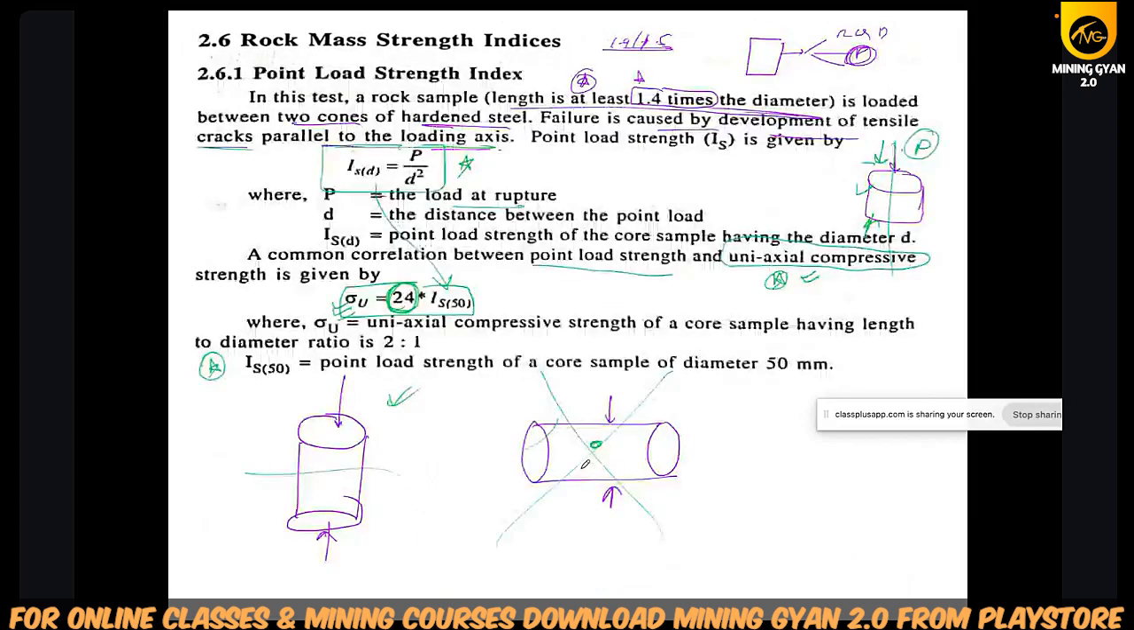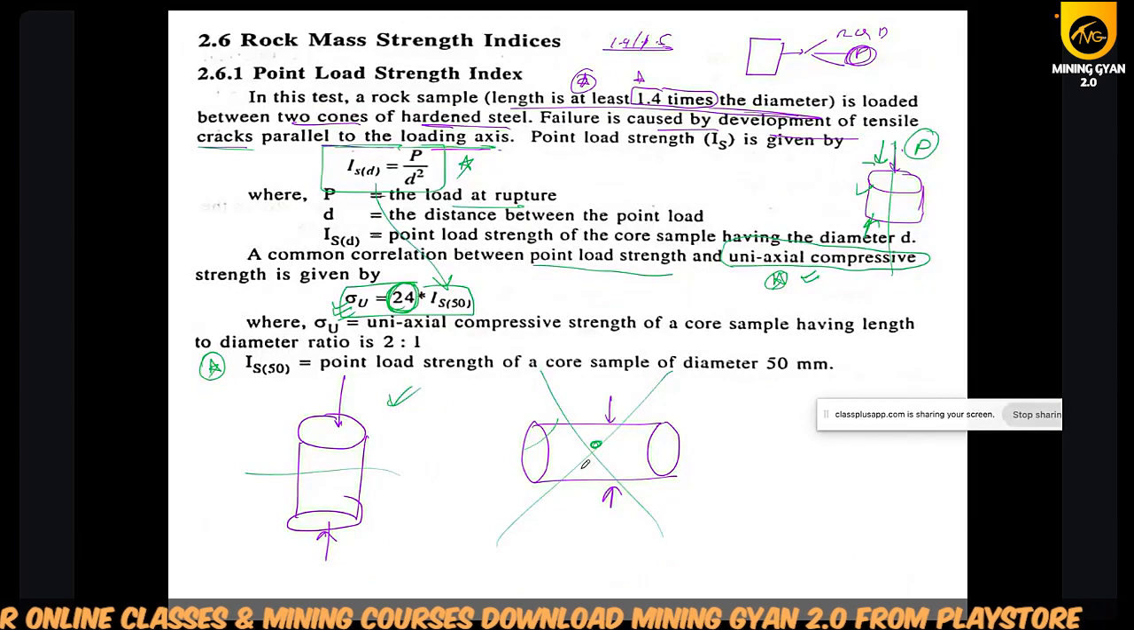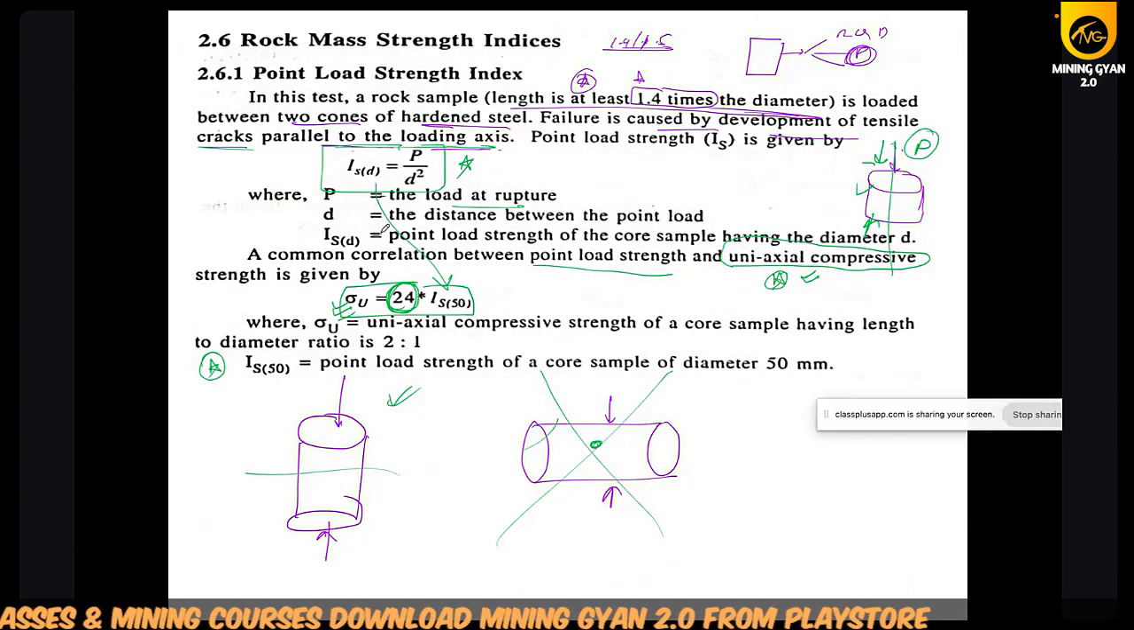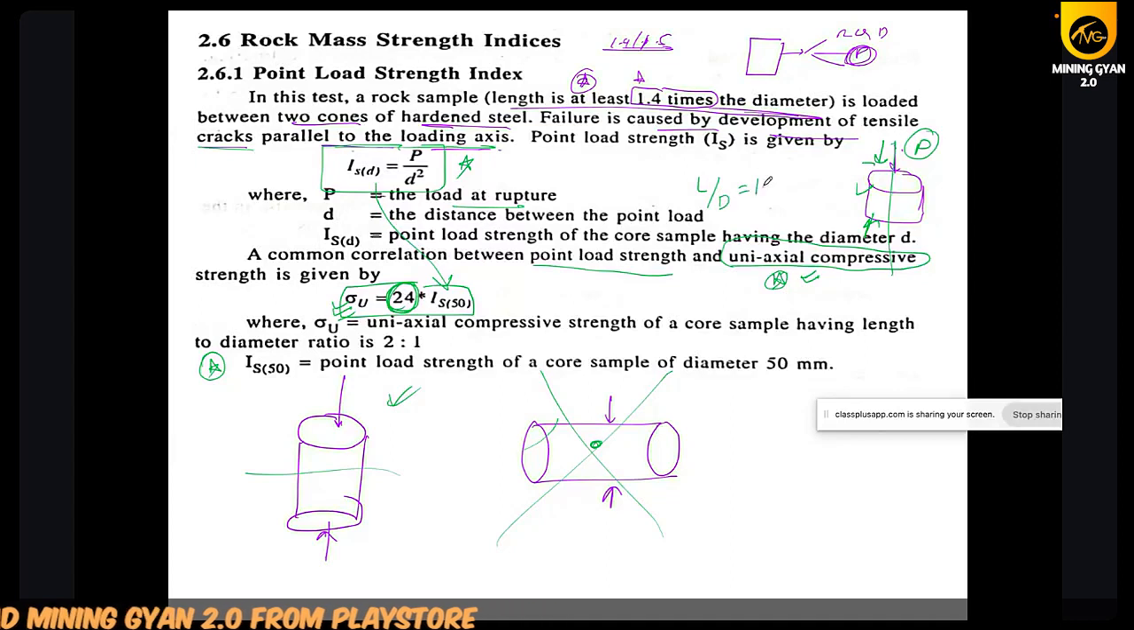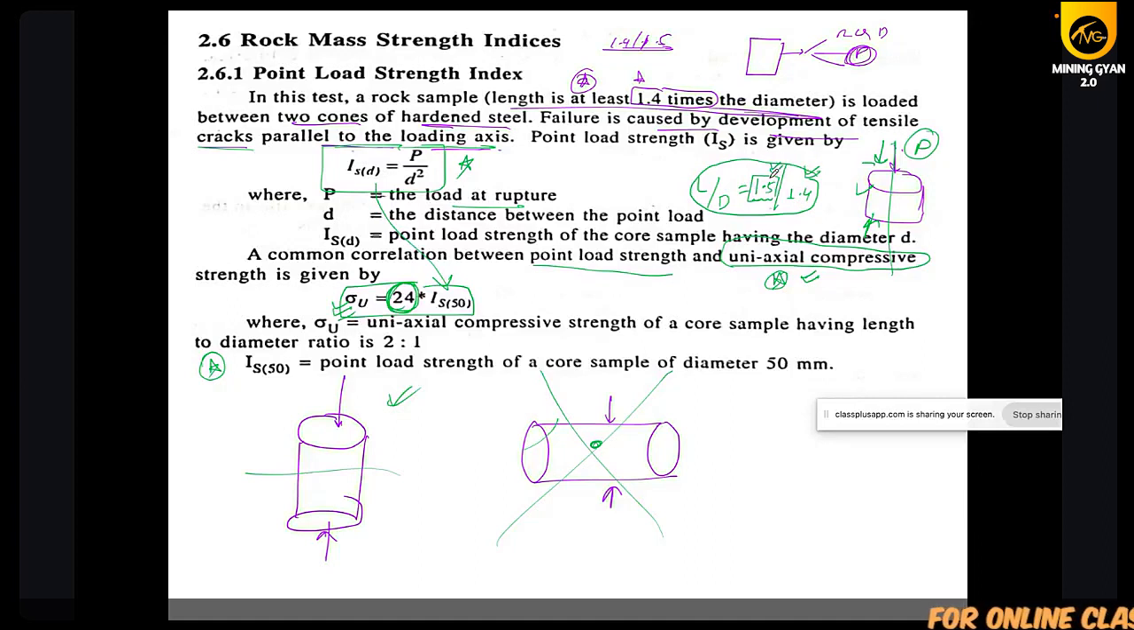Then we have seen the point load strength index. We have also seen the video on what the point load strength is. In the point load strength, the length to diameter ratio in the video was 1.5, but in AK Gorai they have given 1.4. In the video he was saying 1.5, so you can take nearly 1.5 and try to solve the question.